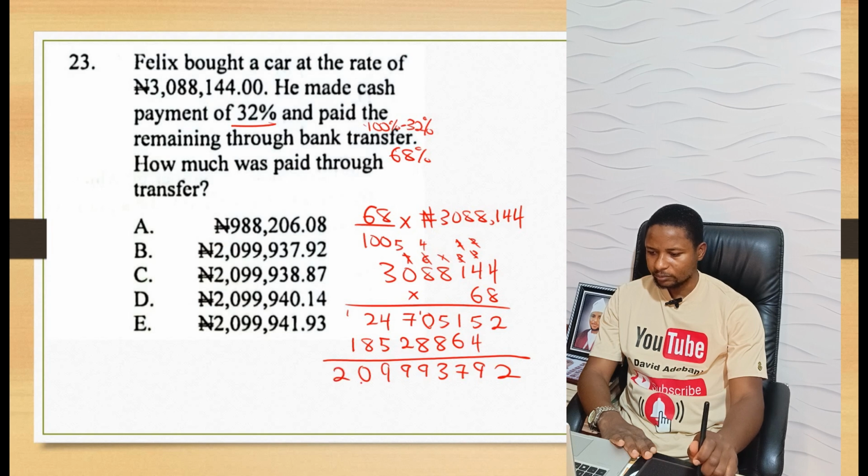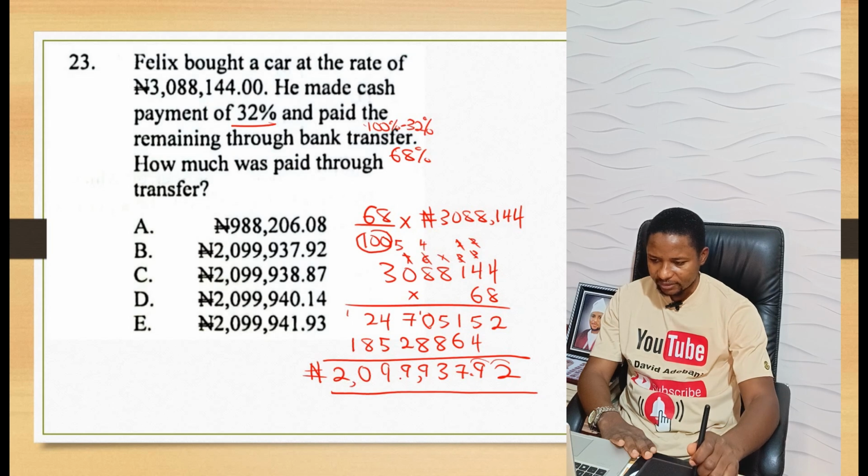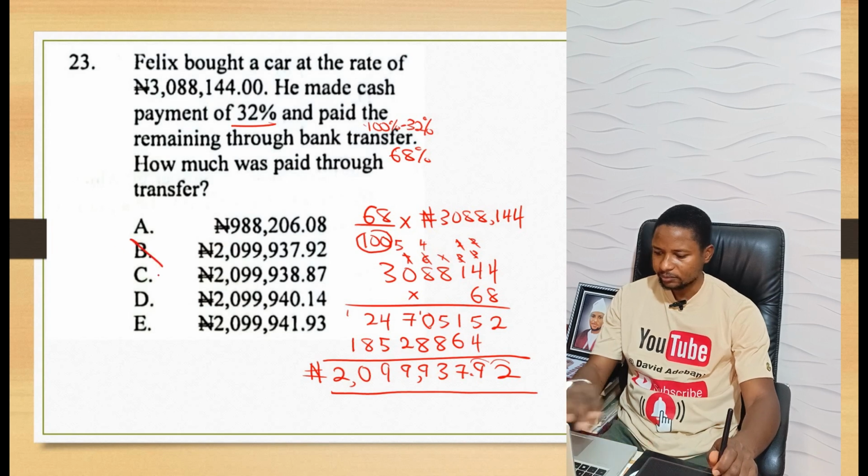And this is 2. So you're dividing by 100. Take notes. So we just move the decimal point twice. 1, 2. So this is it. So what's the answer? 1, 2, 3. So we have 2,099,937 naira 92. That's option B. Boom.